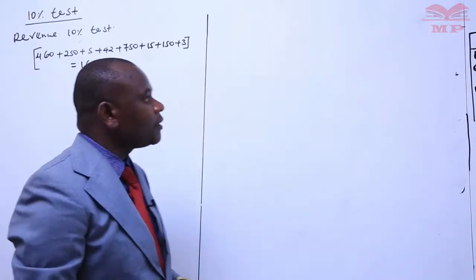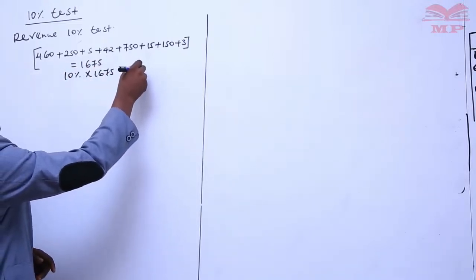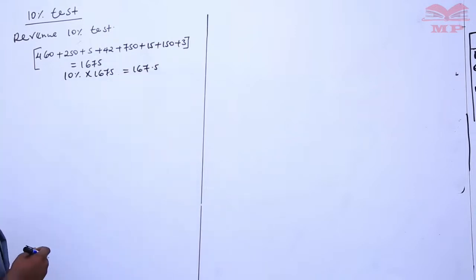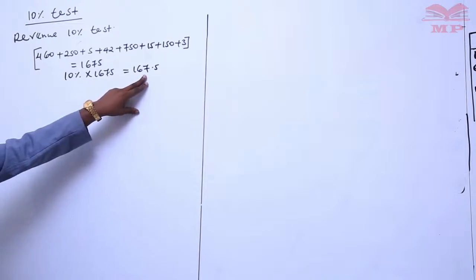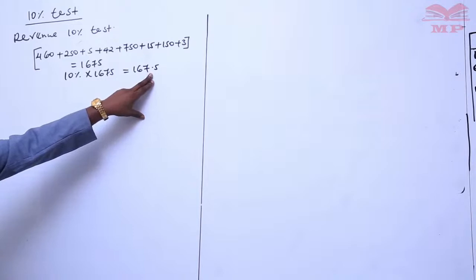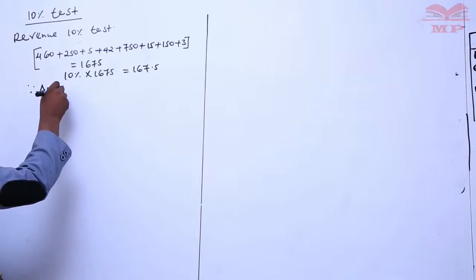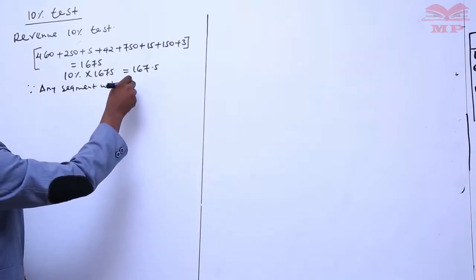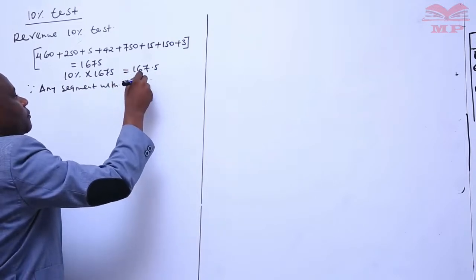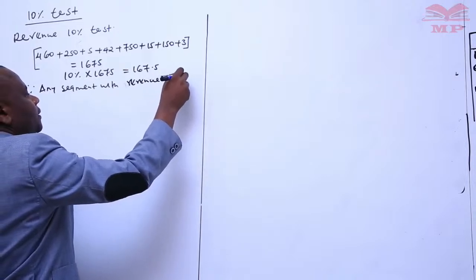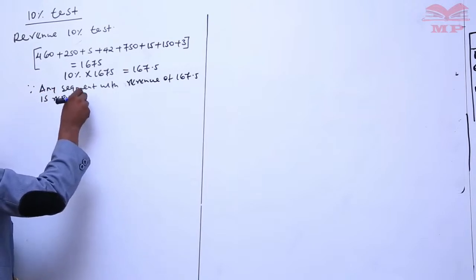And so 10% of this is 167.5. Therefore, any segment serving 167.5 revenue is reportable. So you say, therefore, any segment with 167.5 can talk of revenue first. 167.5 is reportable. It's reportable.